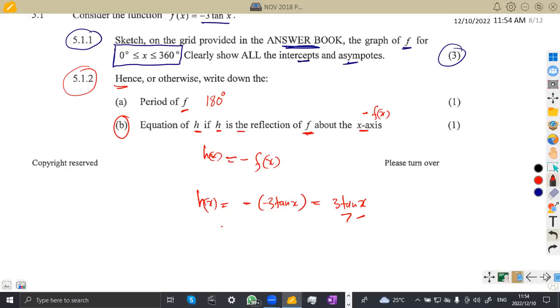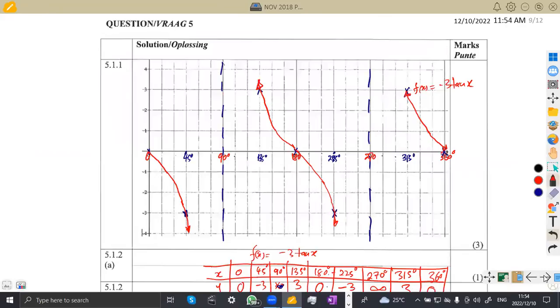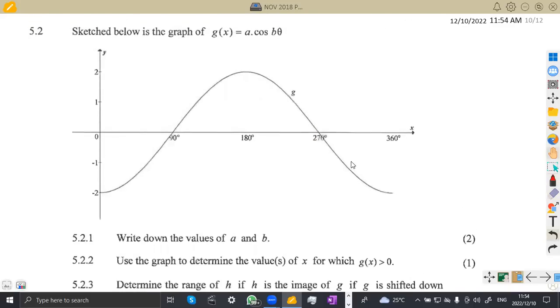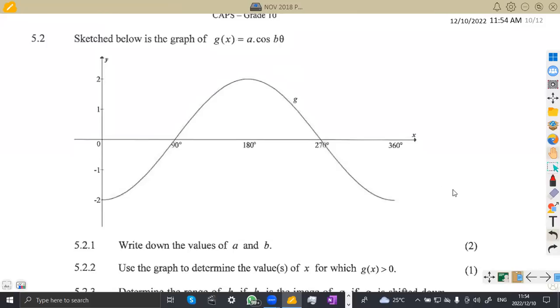Okay, so I think everything is clear. Let's check the other part of the question on 5.2. So 5.2 is nothing to do with 5.1, so you can even remove everything there. You're given on 5.2 that sketched below is the graph of g(x), which is equivalent to a cos of bx. On 5.2.1, write down the value of a and the value of b.